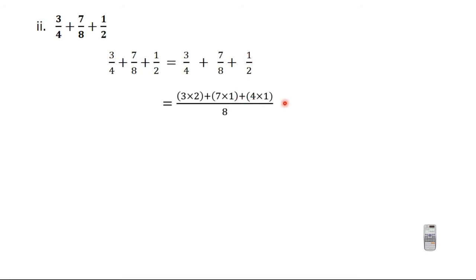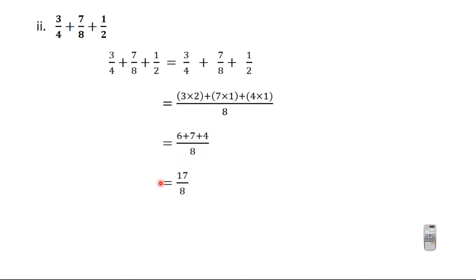So 4 times 1. Now 3 times 2 will give us 6. 7 times 1 will give us 7. 4 times 1 will give us 4. So we have 6 plus 7 plus 4 will give us 17. You divide that by 8.